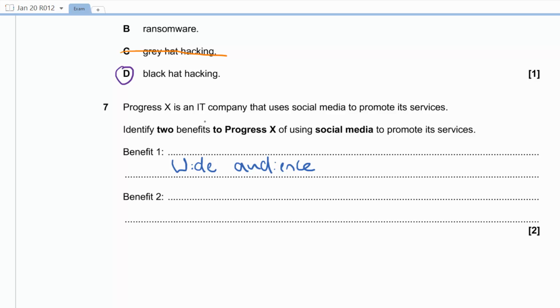I also think, because we're thinking about benefits to this company, the cost is quite important, right? So most social media platforms are free, whereas if they say built a website to run this promotion, that would cost money to run. You can also say things like you can connect directly to people, you can get instant feedback, you can grow your fan base in a sense on social media, all things you could put down for this question.